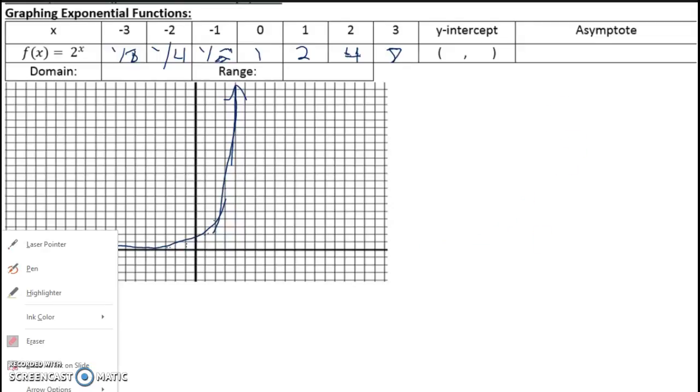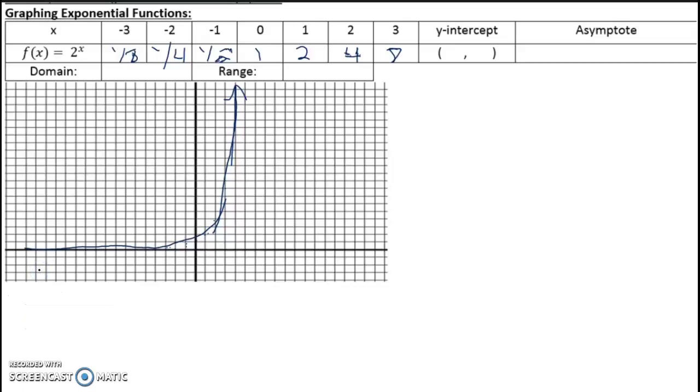All right, so looking at my y-intercept, it's where I cross the y-axis. You're so smart. It's also where x is 0. So my y-intercept is 0, 1. The asymptote's the line the graph doesn't cross, right? It approaches but never crosses, right? So that is my x-axis, you see?